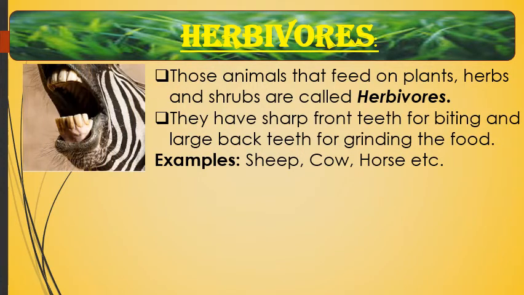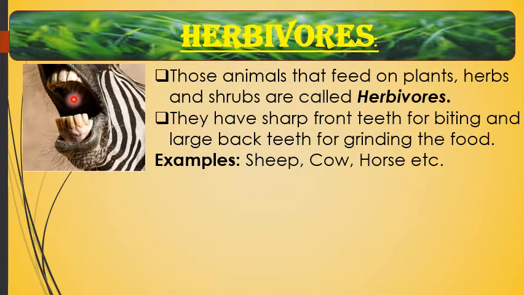If we talk about their teeth, they have sharp front teeth for biting. Here you can see in the picture, these are their front teeth. These front teeth are sharp enough to bite their food, the plant or grass or leaves. Why are they sharp? Because with the help of their front teeth, they have to bite their food.